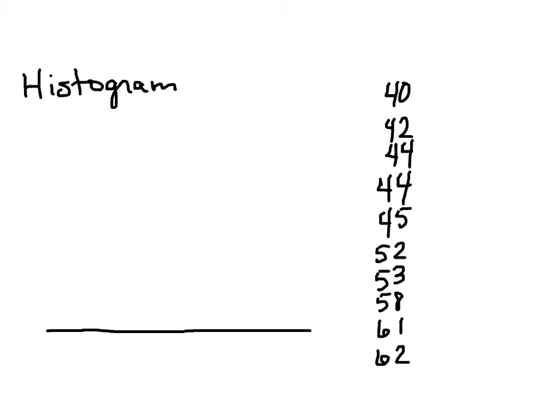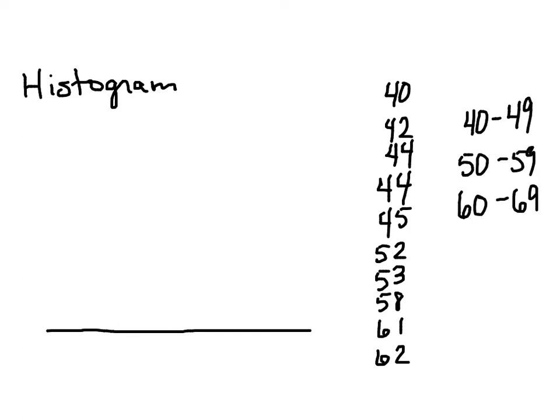For this particular example, I'm going to go from 40 to 49, 50 to 59, and 60 to 69. That way I have the same amount of numbers every time. If we want to go by 2s or by 3s, you'll just have more bars on your histogram. Since I have 3 different zones, I'm going to have 3 different bars. If you were to have 5 zones, you'd have 5 bars, and so on.